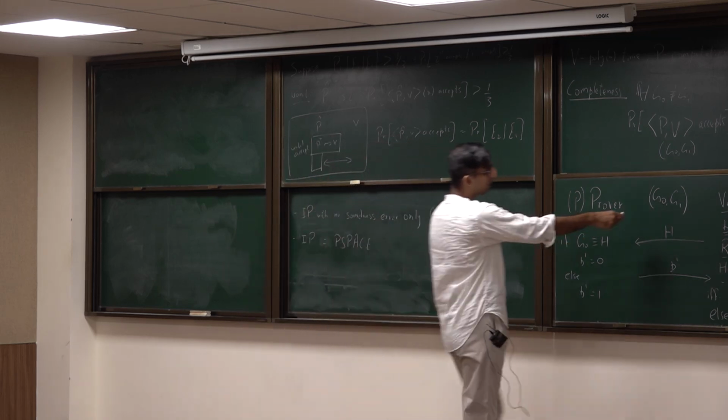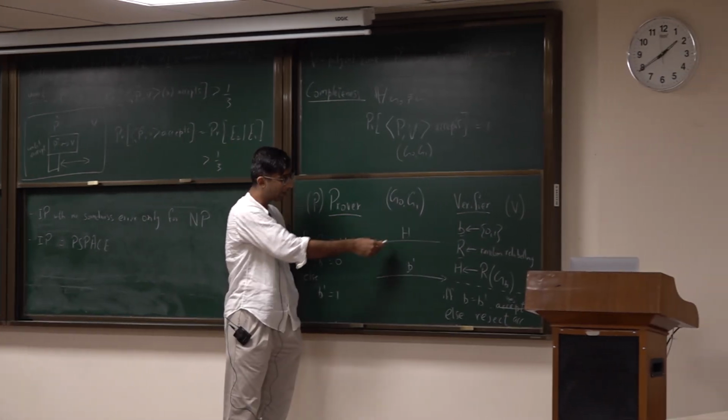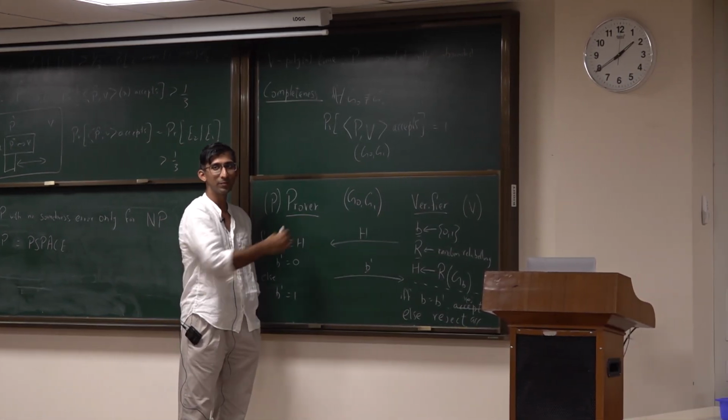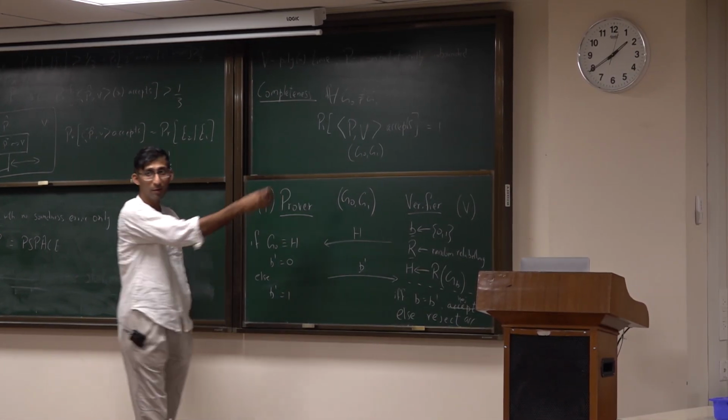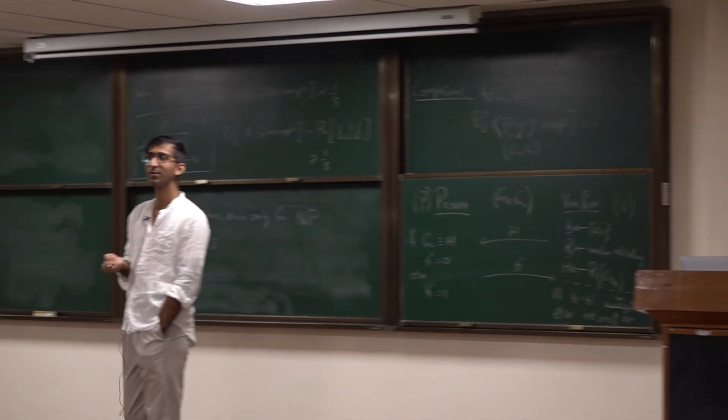If the two of them are not isomorphic, then H reveals what B is, because it will be isomorphic to only one of them.